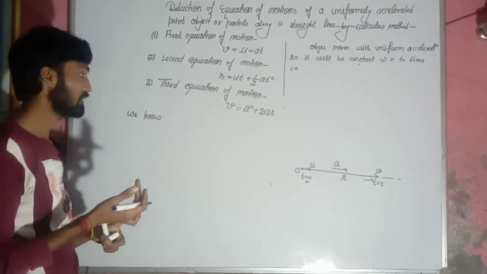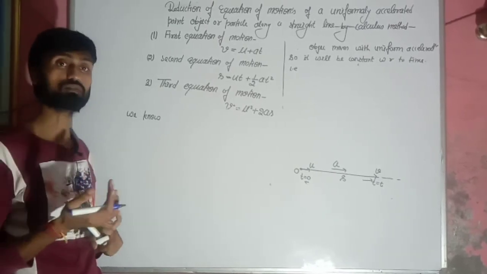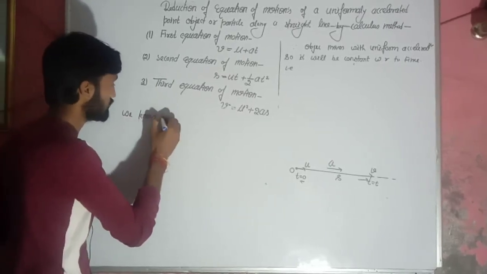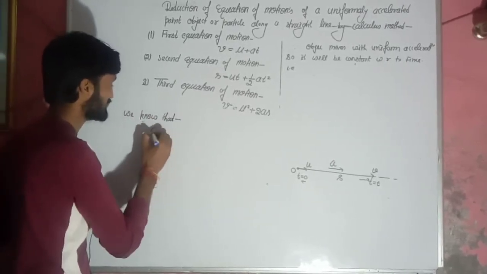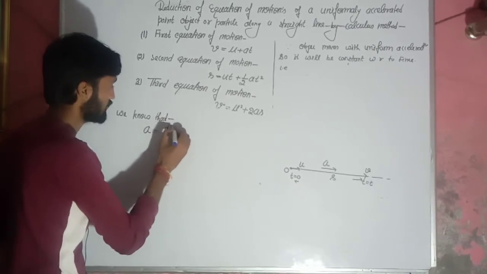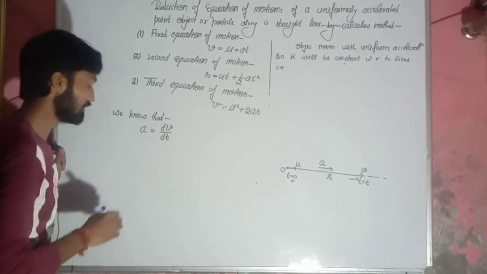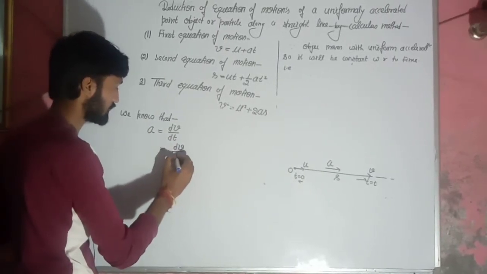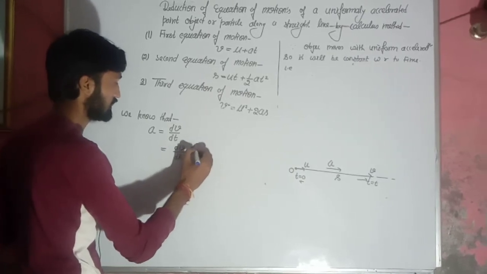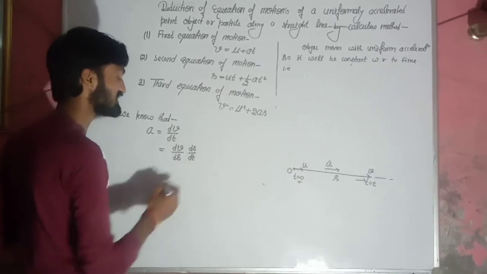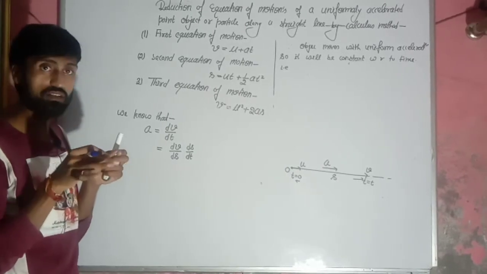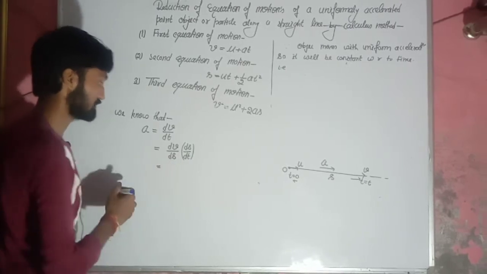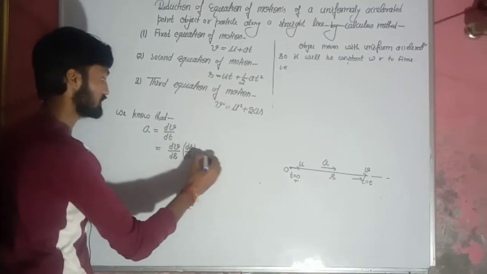So here we will derive the equation of motion by the help of the definition of acceleration, which is nothing but, as we know, acceleration a equals dv by dt. Here we can write it like this: dv by ds times ds by dt, where ds is the small change in the displacement, and this is the velocity. Okay, this is equation first.